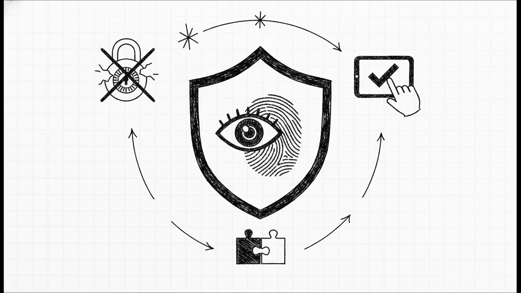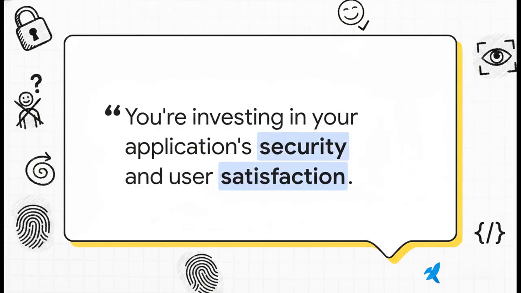Plus, this encapsulated modular architecture means you can easily extend your app later to include fallback authentication methods, like a traditional email and password if the biometric check fails. To close out this explainer, I want to leave you with a really powerful thought from the Mobisoft Infotech Guide. By implementing biometric authentication, you're not just adding a feature, you're investing in your application's security and user satisfaction.